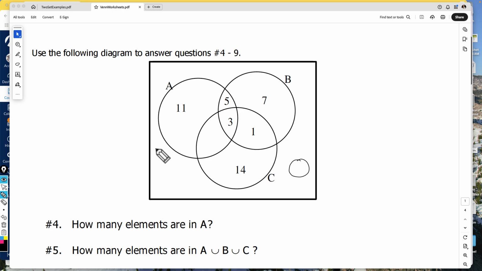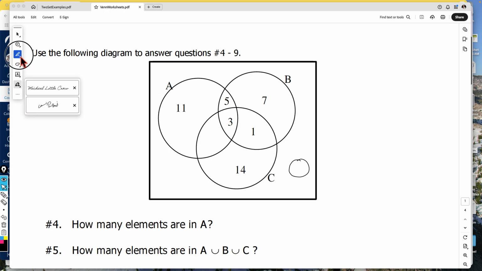So we're going to ask this question: how many elements are in A? One of the most natural ways: 11 plus 5 equals 16. That plus 3 equals 19. So I'd say 19 total elements in the A space. Excellent. So we add them up. Yeah, it's everything that's in A.